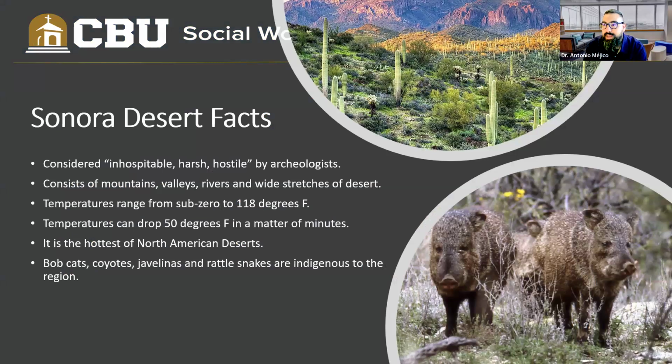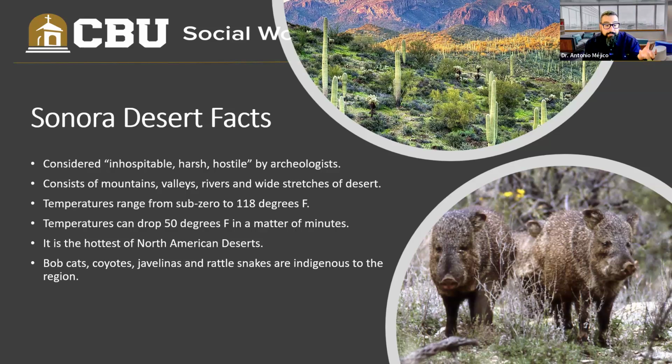When I say that we use the Sonora Desert, I don't say that lightly, right? There's a couple of things to consider about the harshness of the Sonora Desert. Why we want to be attuned to this as social workers is because at some point in your career, you may find yourself working with refugees or immigrants who attempted to cross the border. And as a result, there was either physical or emotional trauma that took place. The Sonora Desert is in fact considered one of the most inhospitable, harsh, or hostile deserts by archaeologists. It consists of mountains, valleys, rivers, and wide stretches of desert. And temperatures in the Sonora Desert can range from sub-zero to 118 degrees Fahrenheit.